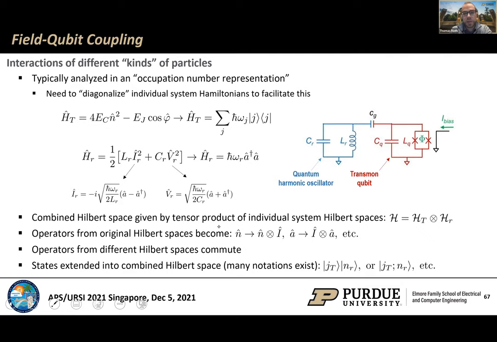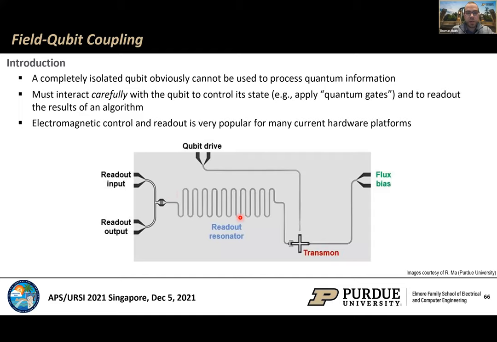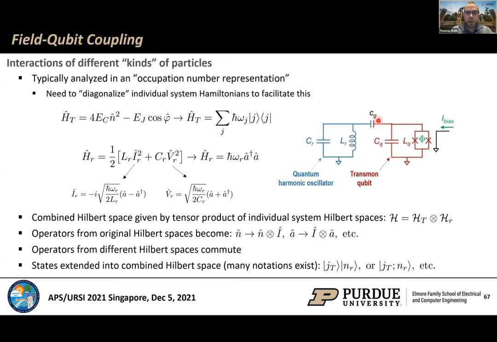For instance, the particles in the transmon and the particles within the quantum harmonic oscillator of a resonator. So if we make it just a simple circuit model of the system, we would have some resonator modeled as an LC circuit, capacitively coupled to the transmon. Here's the resonator, capacitive coupling, transmon. Typically the way that we're going to analyze these systems mathematically is by diagonalizing the systems and looking at them in an occupation number representation. So those Fock states that Dongyup and Wang talked about earlier.